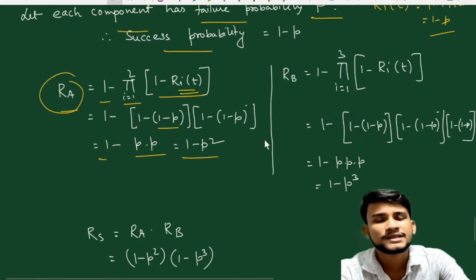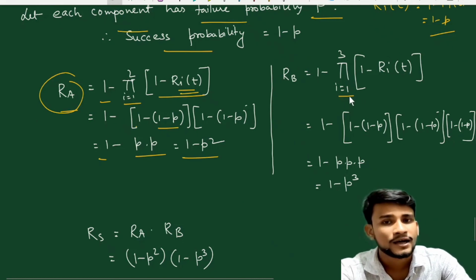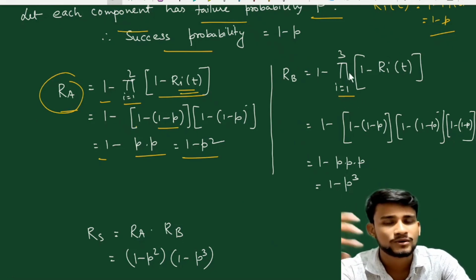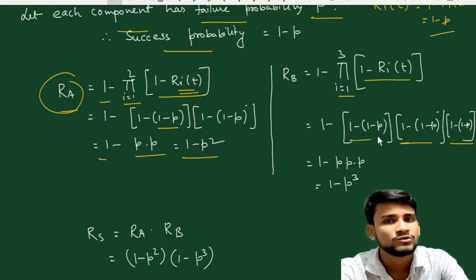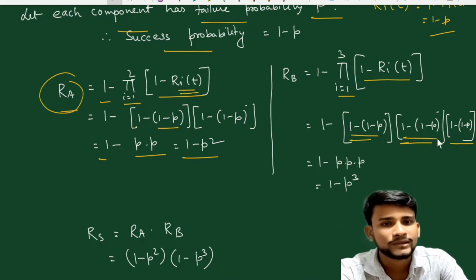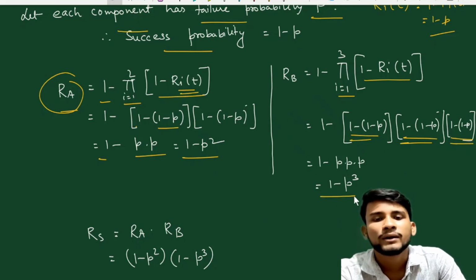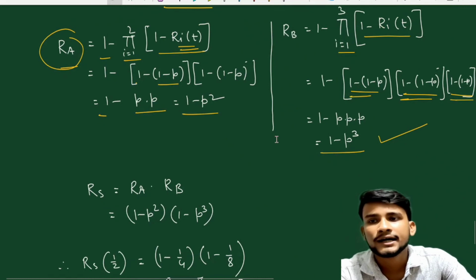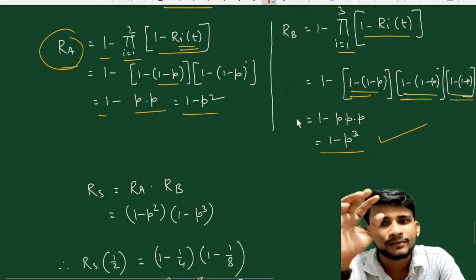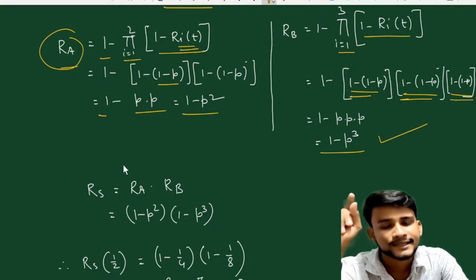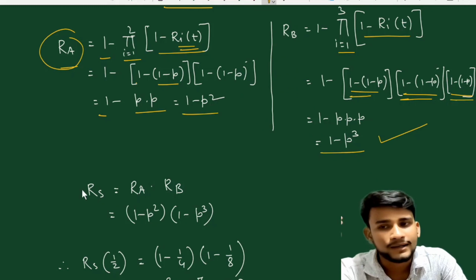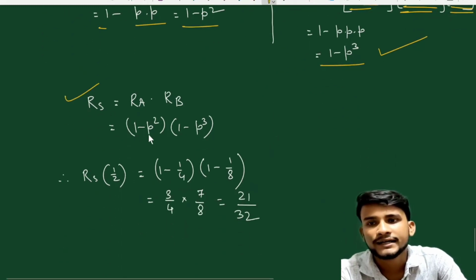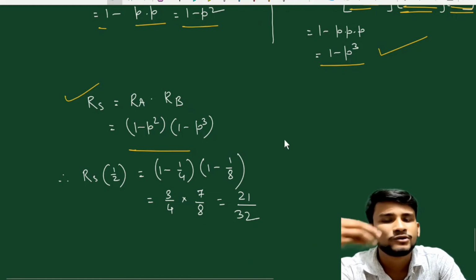Now for part B, the same formula: 1 minus the product, since there are 3 components, going from 1 to 3. So 1 minus (1 minus R1(t)) times (1 minus R2(t)) times (1 minus R3(t)), where R1, R2, R3 are the success probability 1 minus p. This is equal to 1 minus p cubed. Now we have the reliability of part A and part B. Part A and part B are connected in series, and for a series system we just multiply the two reliabilities. So Rs(t) equals RA into RB, which is (1 minus p squared) into (1 minus p cubed).